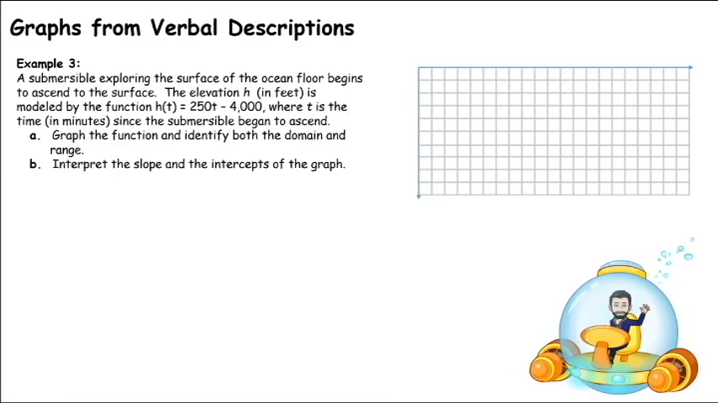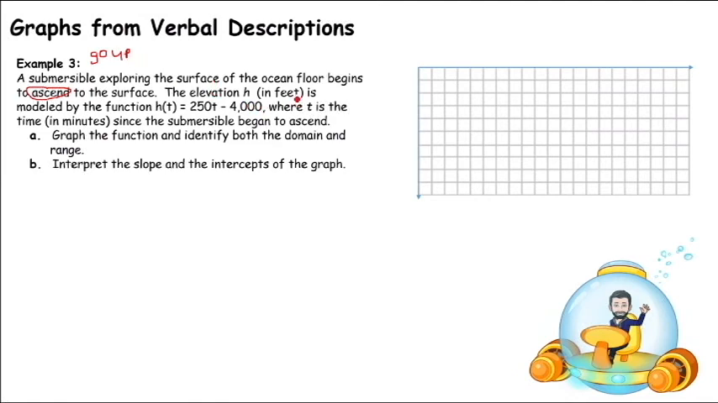Let's do one last example. This is going to be a little bit more contextualized problem, but the principles we've learned are going to be the same. I'm going to go ahead, come over here and grab my pen because I'm going to want to make some marks. A submersible exploring the surface of the ocean floor begins to ascend, or go up. Opposite of descend. It's going to go up to the surface.